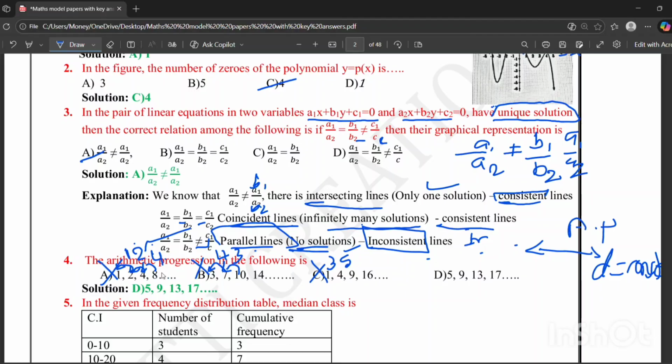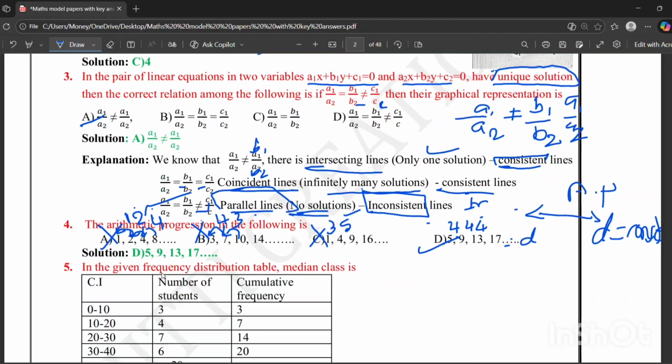And check the last option. 9 minus 5. The difference is 4. 13 minus 9. The difference is 4. And 17 minus 13. Our difference is 4. So here d is constant. This is our arithmetic progression.